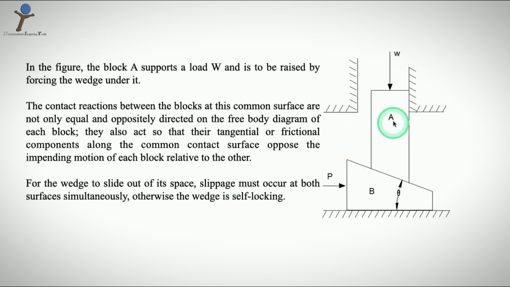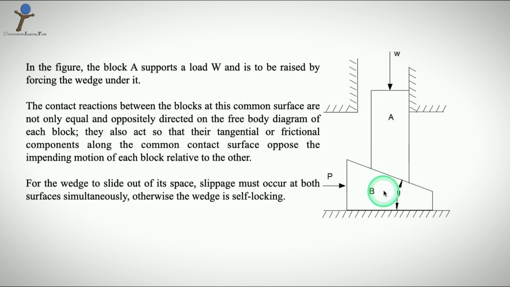In the figure, block A supports a load W and is to be raised by forcing the wedge B under this. The contact reactions between the blocks at this common surface are not only equal and oppositely directed on the free body diagram of each block, they also act so that their tangential or frictional components along the normal contact surface oppose the impending motion of each block relative to the other.